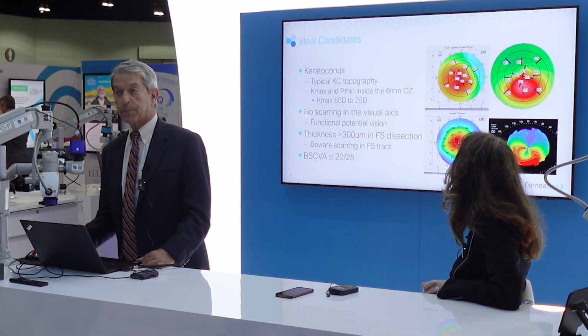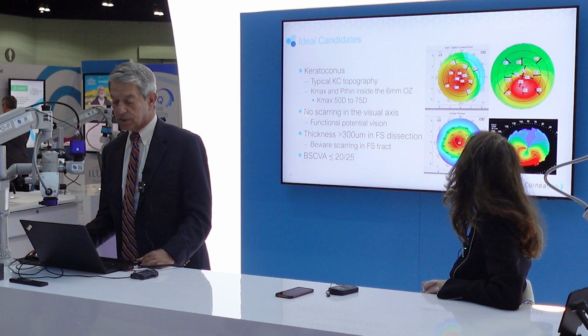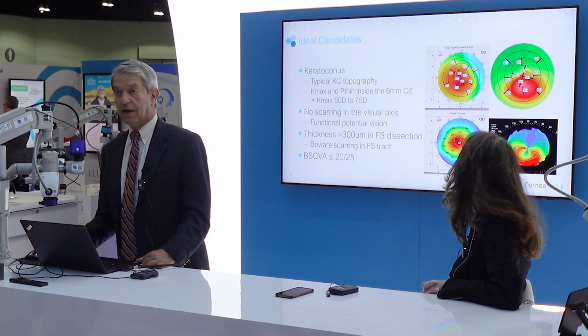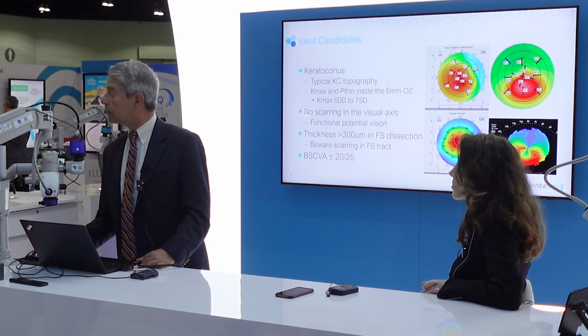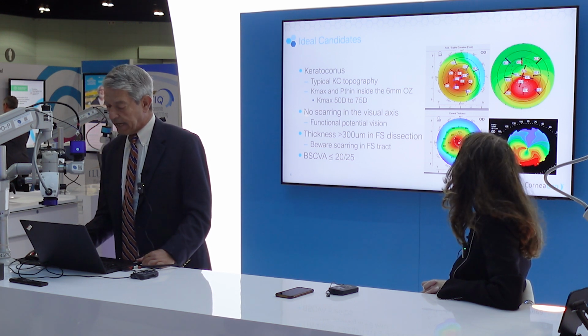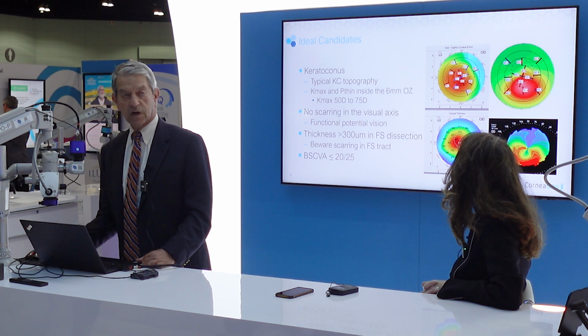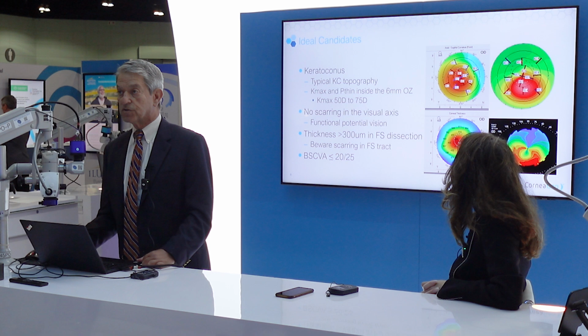So you can see the top two topographies show typical keratoconic patterns that would be amenable to a good CTAK result. Down below on the left, you see a typical corneal thickness in keratoconus. And again, we're looking at a thin pachymetry, a center of the cone within the 6 millimeter optical zone. We like to use patients who have cones between 50 and 75 diopters for your first case.